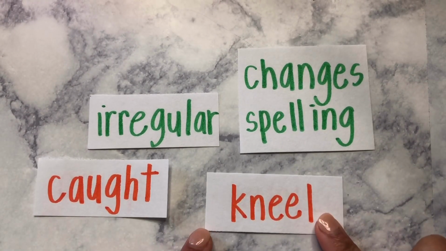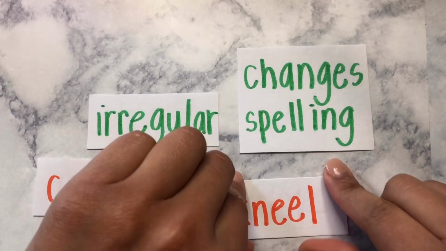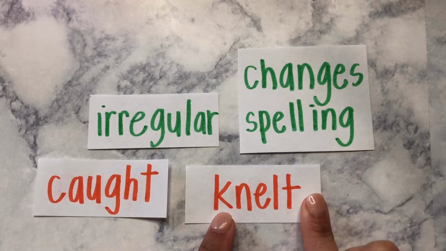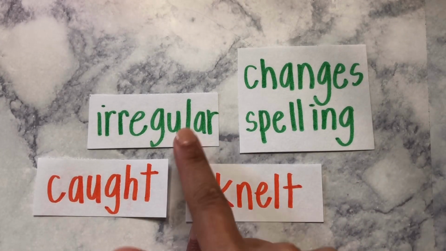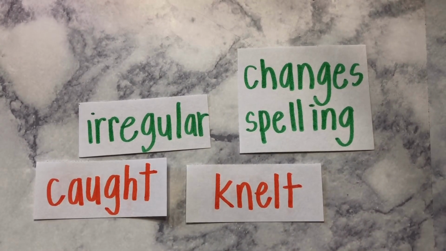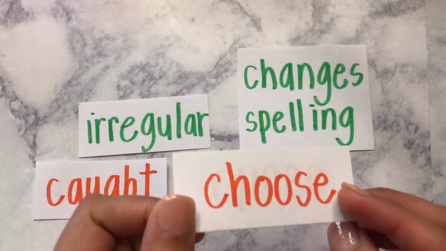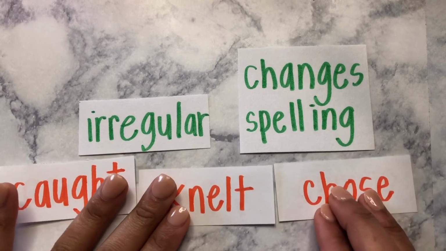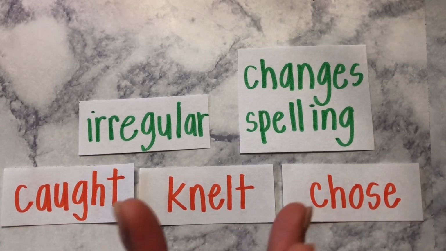Take a look at the word kneel. The past tense of kneel is knelt. I did not add the ed at the end. So this is an example of an irregular past tense verb. The same goes for the word choose. To make it past tense, I would say I chose. Again, you did not notice an ed at the end. It's just that the spelling changed a little bit.